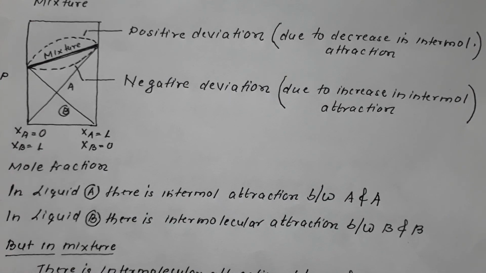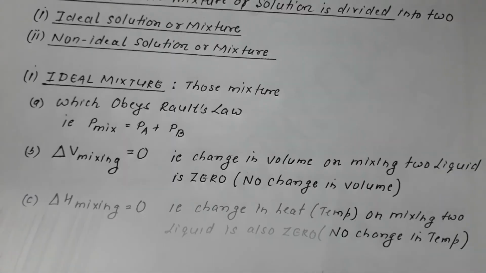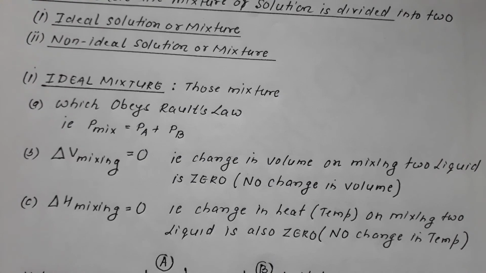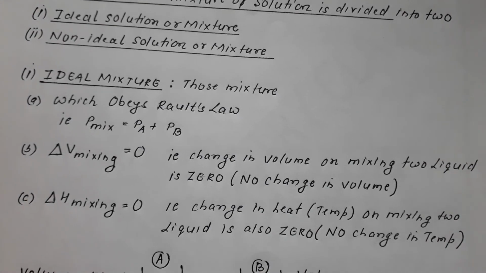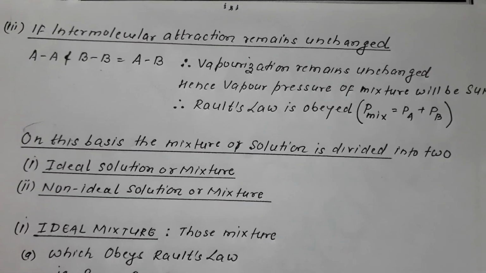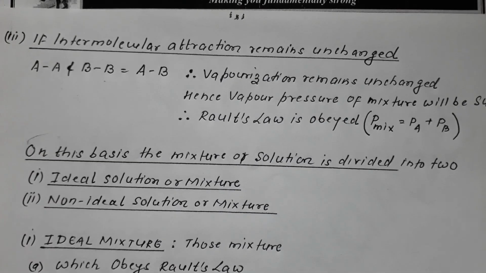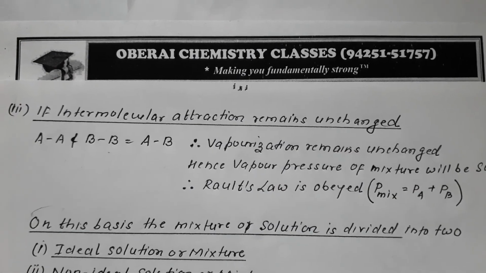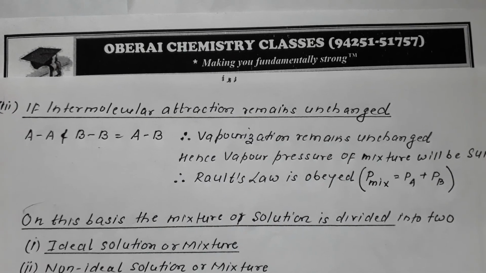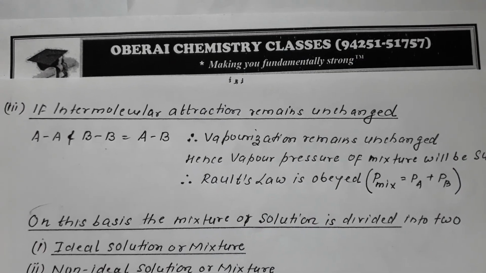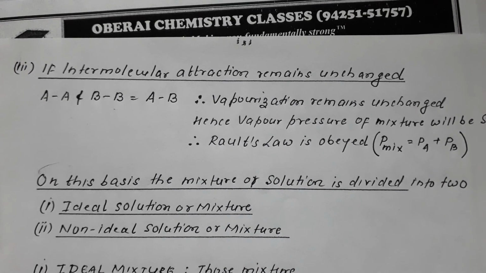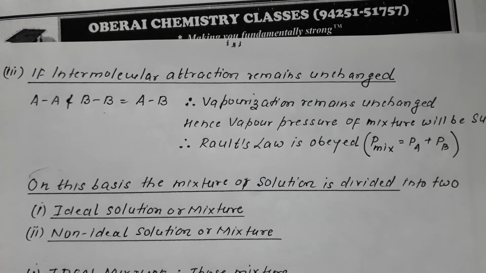So the reason for deviation is the change in intermolecular attraction when two components are mixed together. If two components are mixed together, the intermolecular attraction may either increase or decrease, and it results in the deviation from Raoult's law.